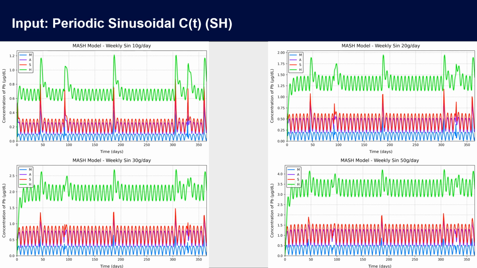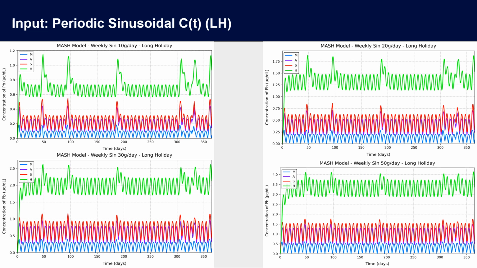In the 10 gram per day average with the sinusoidal input with a short holiday model, the maximum peak is 1.2 micrograms per deciliter and oscillates around 0.7. In the 50 gram per day average value, the maximum peak is at 4.2 micrograms per deciliter and oscillates around 3.3. We also considered the same input function with long holidays instead.